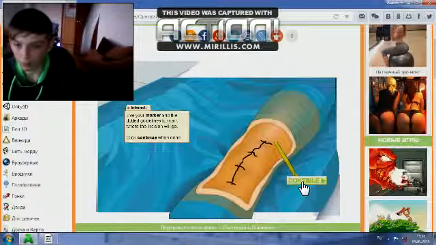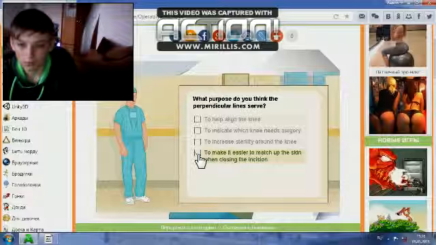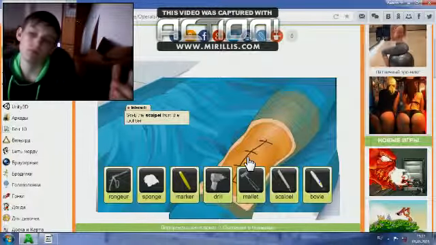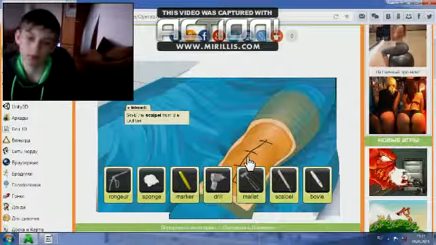Я художник от Бога. What purpose do you think the perpendicular lines serve? Now for the incision. Take the scalpel and cut the skin following your markings.